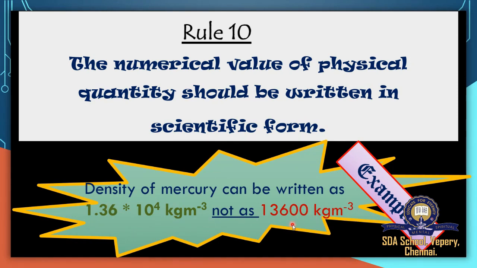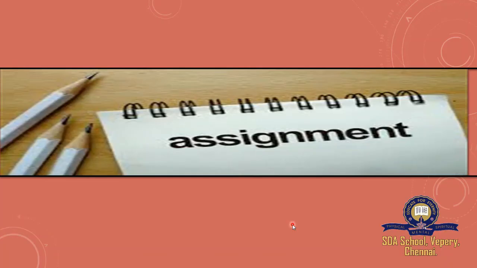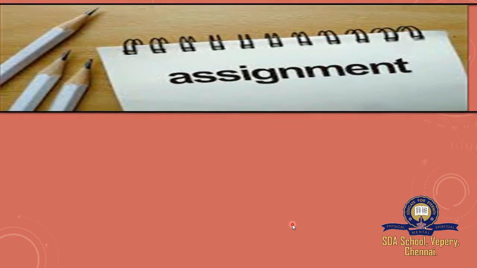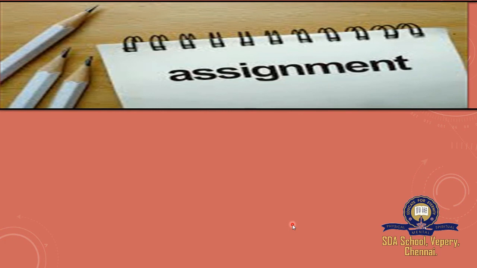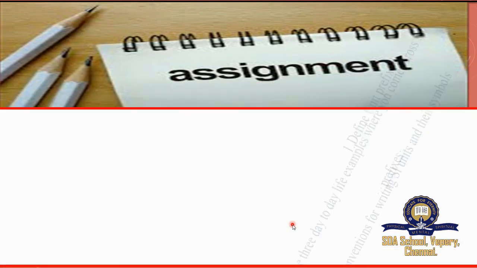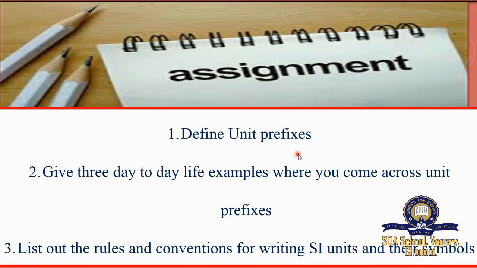Hope you are clear with these 10 rules. And now it's the assignment time. Please take down these questions and write the answers in your classworks. So the first question is define unit prefixes. I've already explained that unit prefixes are nothing but the symbols placed before the symbol of a unit to specify the order of magnitude of the quantity. Second one is give 3 day-to-day life examples where you come across unit prefixes.